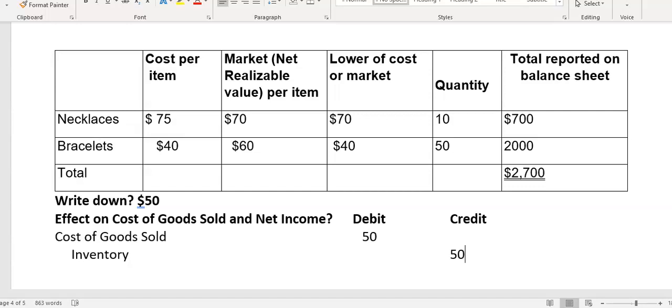Remember that cost of goods sold is subtracted from sales revenue to give us gross profit. If the cost of goods sold increases by $50, then the gross profit and net income will decrease by $50. So the effect on net income is that it will decrease our net income dollar for dollar by the amount of our inventory write-down.